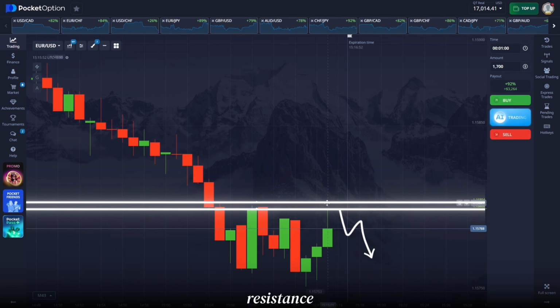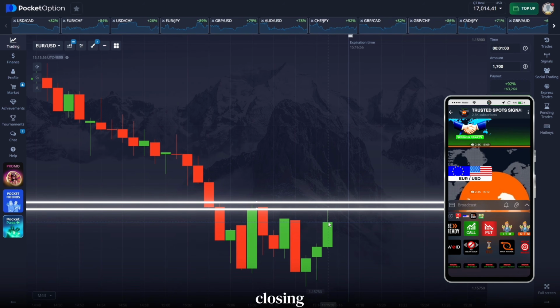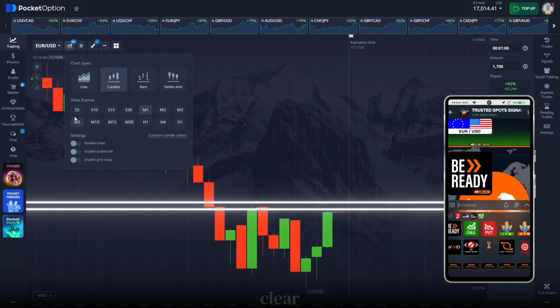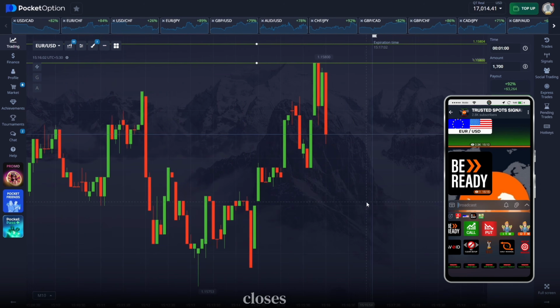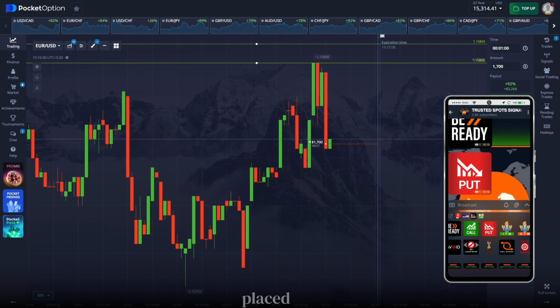Price hit the resistance, as you can see, and if the 1 minute candle closes, okay, price is very near, okay, we have a clear trading opportunity. The 1 minute candle closes and yes, that's a confirmation. I have placed the first trade of today's session in the downward direction. Let's understand the logic behind this trade.